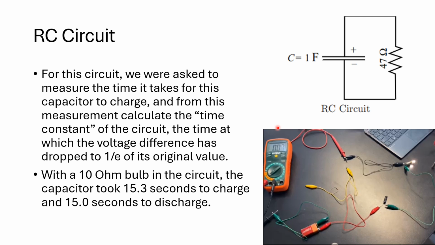For this circuit, we were asked to measure the time it takes for the capacitor to charge, and then calculate the time constant of the circuit, which is the time at which the voltage difference has dropped to 1 over e of its original value. Here's an example circuit that we made, and we noted that with a 10 ohm bulb in the circuit, the capacitor took 15.3 seconds to charge and 15 seconds to discharge.